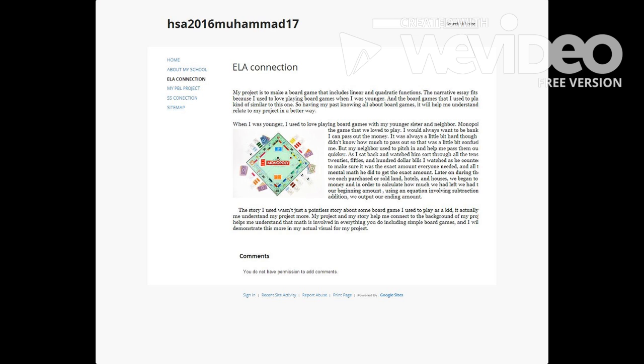10s, 20s, 50s, and $100 bills. As he counted them to make sure it was the exact amount everyone needed, he did all the mathematics to get the exact amount. Later on, during the game, we each bid for land, for booths, and houses. We began to earn money, and in order to calculate how much we had left, we had to add or subtract from our beginning amount using an equation involving subtraction and addition. We got our ending amount.